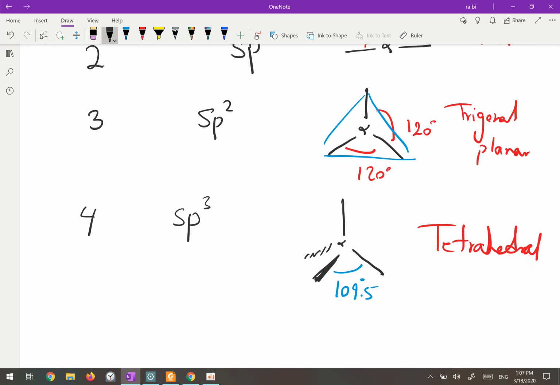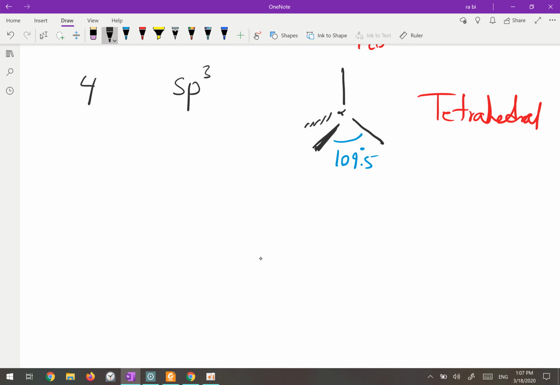Okay, now if you have five domains, the hybridization is sp3d. One s orbital, three p orbitals, and one d orbital are mixed with each other. So they form five new hybrid orbitals, which the name of each one of them is sp3d. So you can see that the number of the hybrid orbitals which forms, or the number of the domains, is equal to the number of the atomic orbitals which are hybridized with each other.